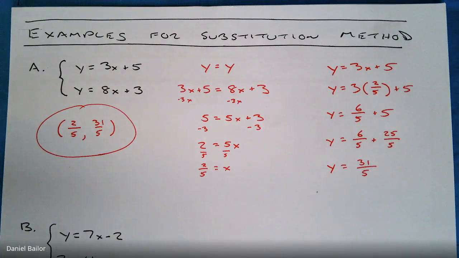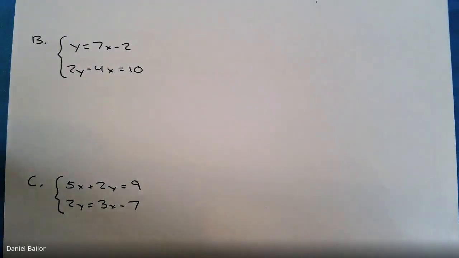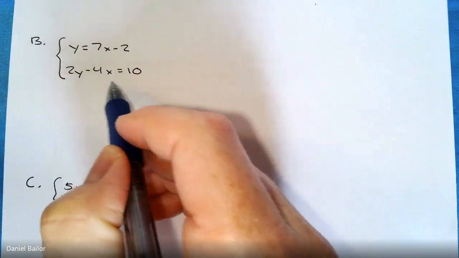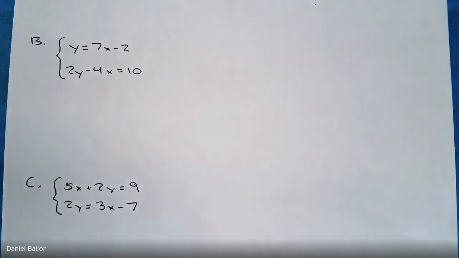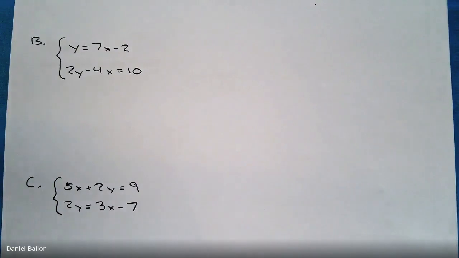Now there are a couple of options where the substitution method works a little bit differently. I'm going to show you one of them right here with example B. You'll see I have a system where y equals 7x minus 2 and 2y minus 4x equals 10. Yesterday, I had you change both of these to slope-intercept. Today I'm going to show you why you don't have to.